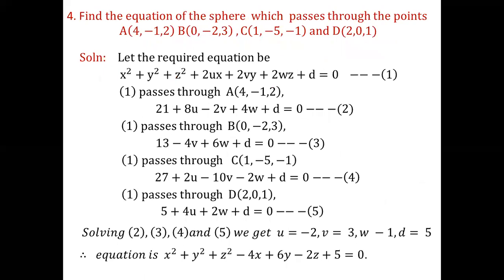Next problem, students. Find the equation of a sphere which passes through the points (4, -1, 2), (0, -2, 3), (1, -5, -1) and (2, 0, 1). You can see that this sphere passes through 4 points here.